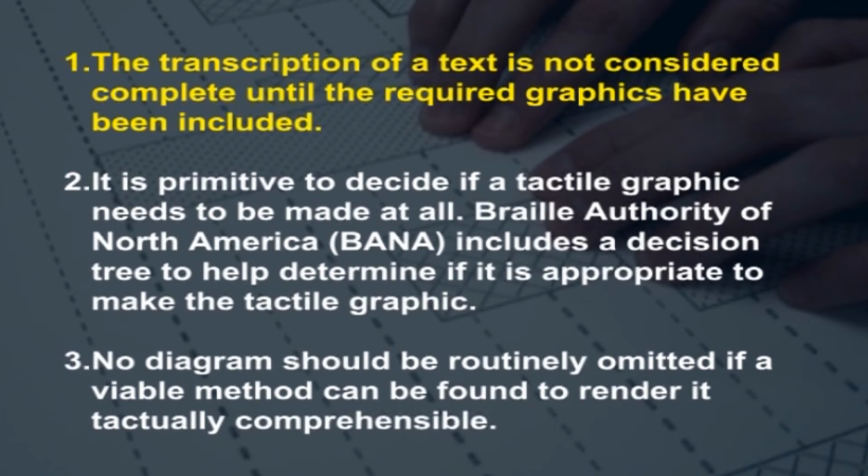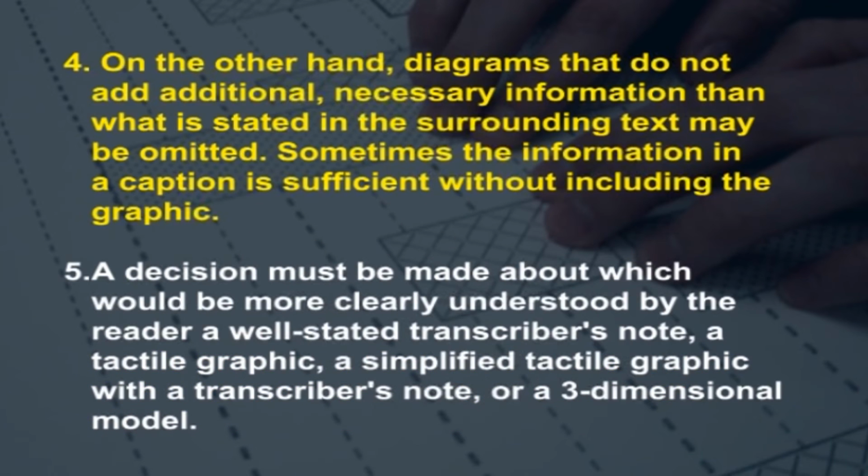First of all, the transcription of the text is not considered complete until the required graphics have been included. It is primary to decide if a tactile graphic needs to be made at all. Braille Authority of North America includes a decision tree to help determine if it is appropriate to make the tactile graphic. No diagram should be routinely omitted if a viable method can be found to render it tactually comprehensible. On the other hand, diagrams that do not add additional necessary information than what is stated in the surrounding text may be omitted.